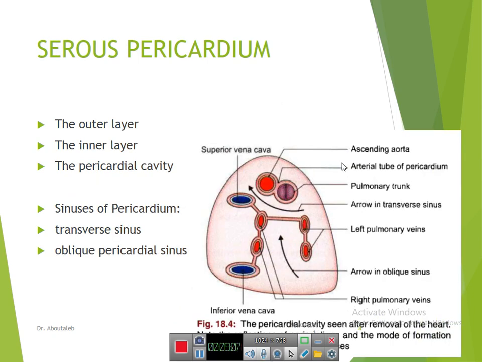So, let's talk about serous pericardium. Here is a figure of pericardium and the vessels that are leaving or entering the heart. This figure is from above.